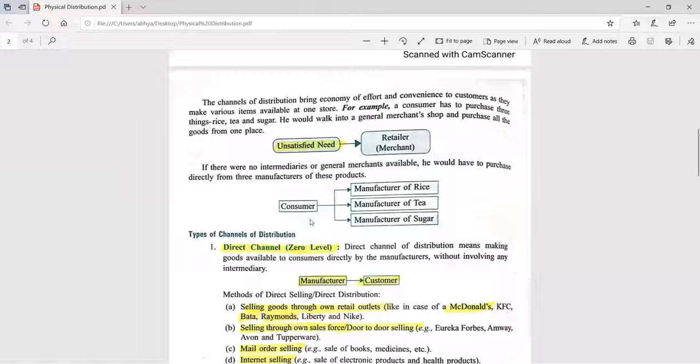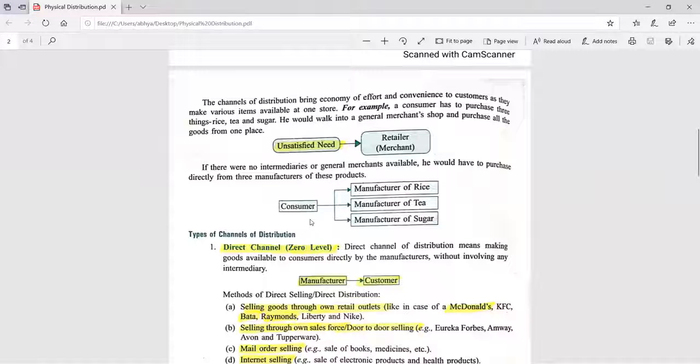So it will take lots of time as well as transportation cost, because first of all the consumer has to know where all these manufacturers he can find. That's why the retailer plays a very important role, because just because of retailers, the consumers need not rush to all manufacturers. They can get all their daily need items at one place.